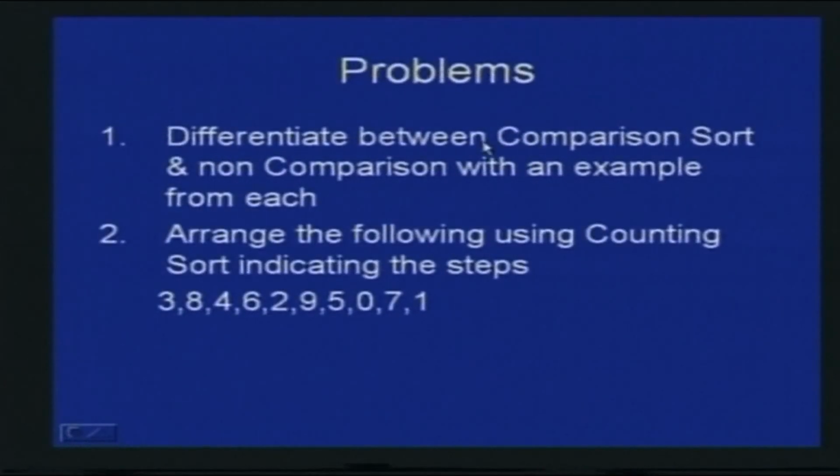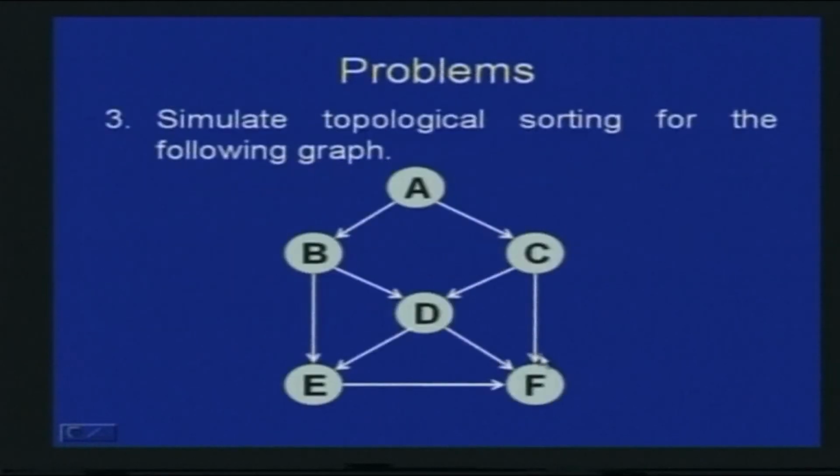Now, I want you to do the following problems to understand. I want you to differentiate between comparison sort and non-comparison sort with an example from each, and then arrange this particular array using counting sort. Obviously, this should go from 0 to 10, and then you have to do the work.